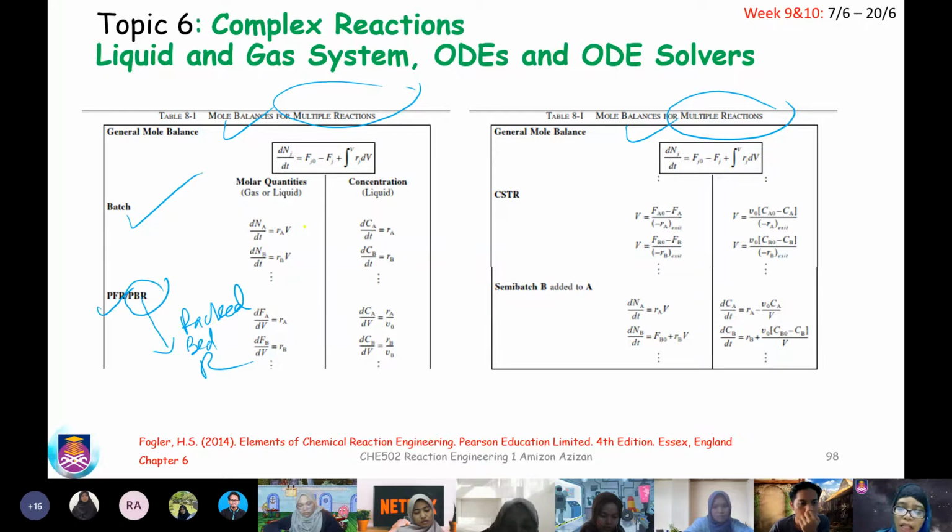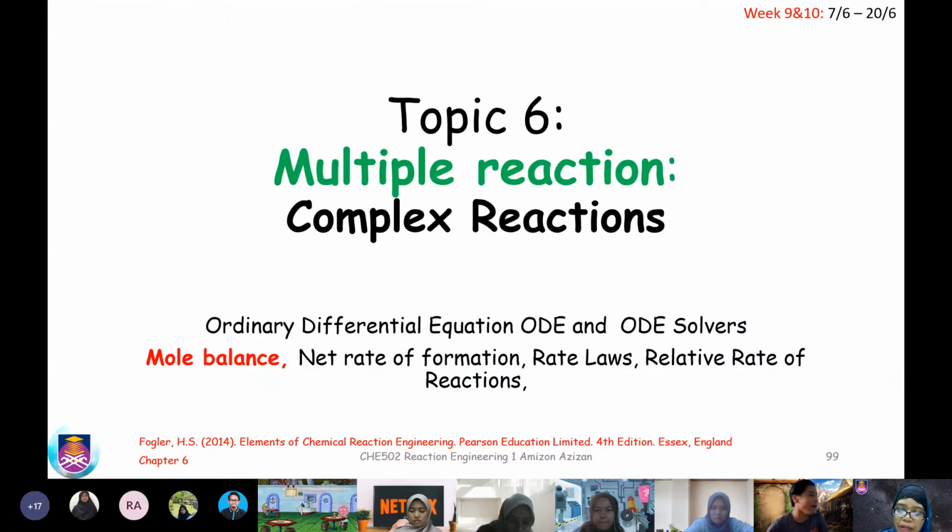If I'm not mistaken, the PBR is going to be covered in reaction engineering too. Other than that, of course, as usual, the CSTR and one example of a batch reactor. Since we have two streams coming in, the pure A in one stream and the slowly added B in a different stream, we call it semi-batch, B added to A. So we're going to cover these formulas one by one in the next slides. This is just to show you the summary.